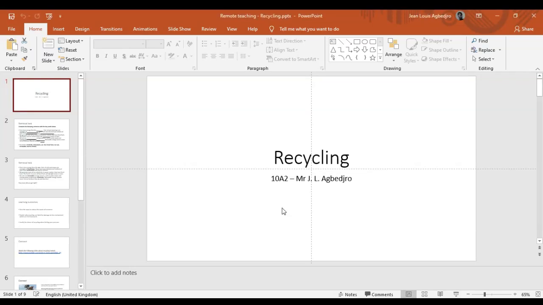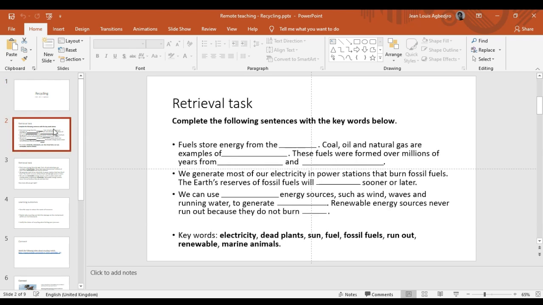Good morning, everyone. Today we are going to have a lesson about recycling. It's a very, very important topic nowadays. But before we talk about recycling, I'll ask you to complete the following sentences. You can read in the slide.